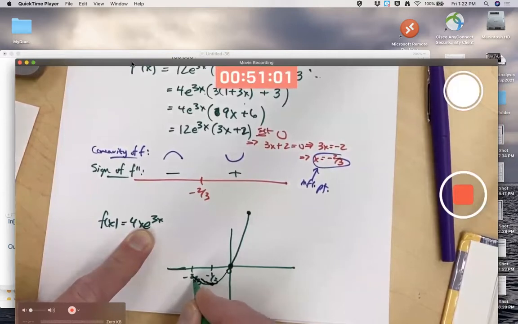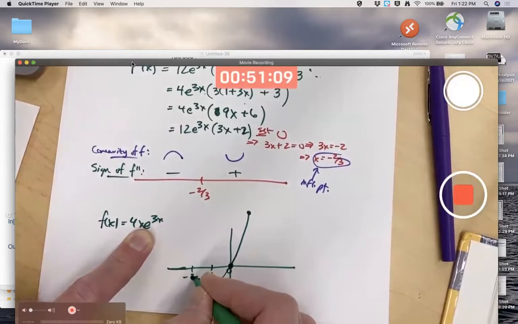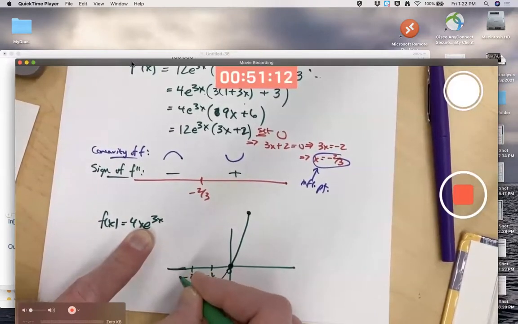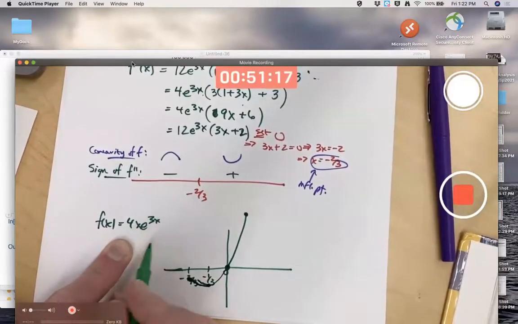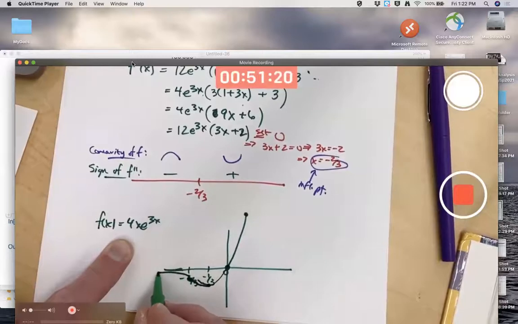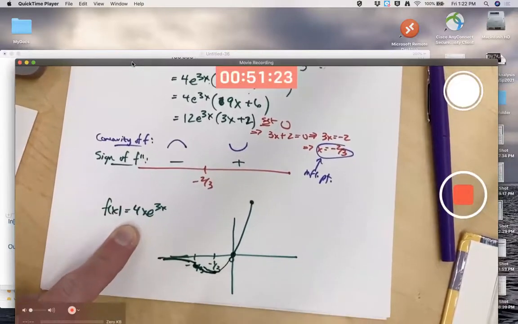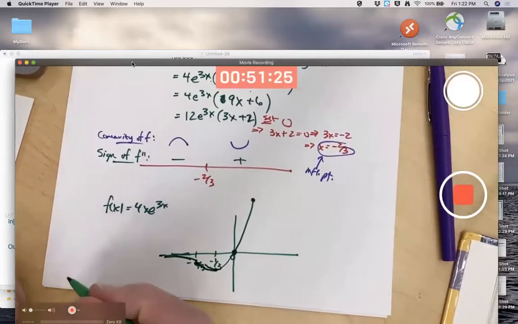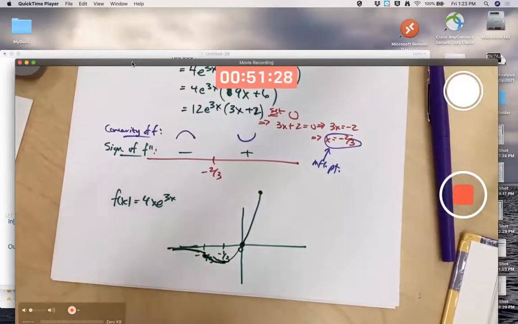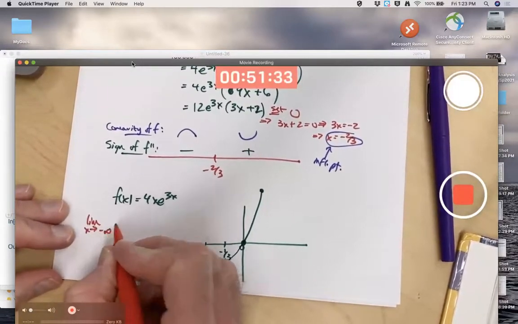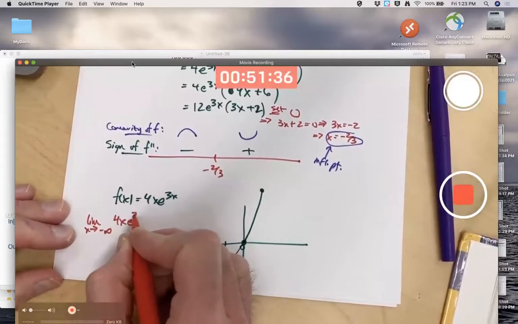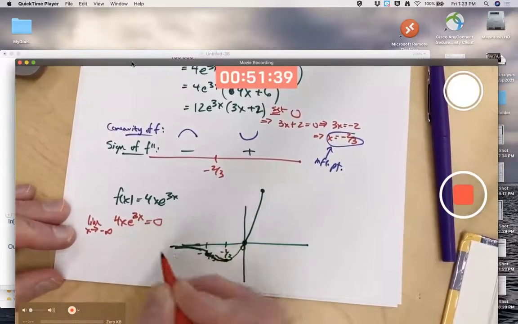Sorry, this is getting messy because I should have put my number labels in above the axis instead of below. There's an inflection point about here. And because there's no other x-intercepts, and more importantly, because this function does go to 0 as x goes to minus infinity, you're going to have a horizontal asymptote. The limit of this function as x goes to minus infinity is in fact 0.